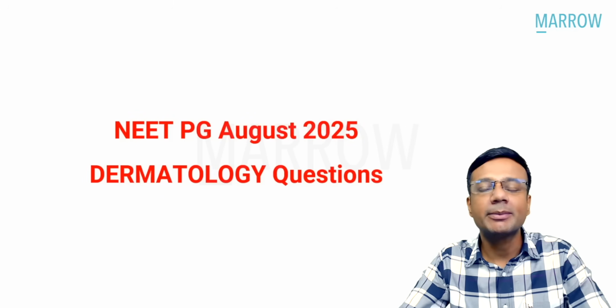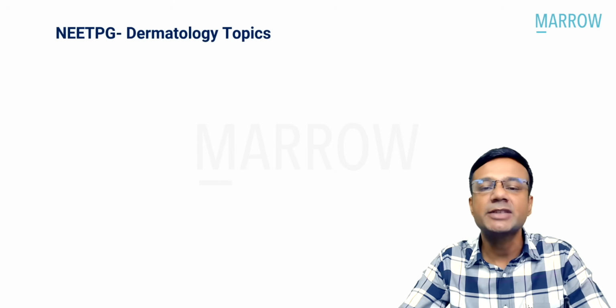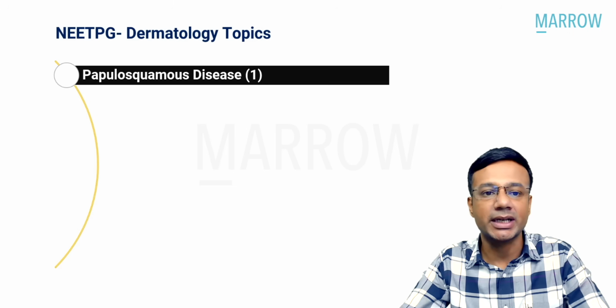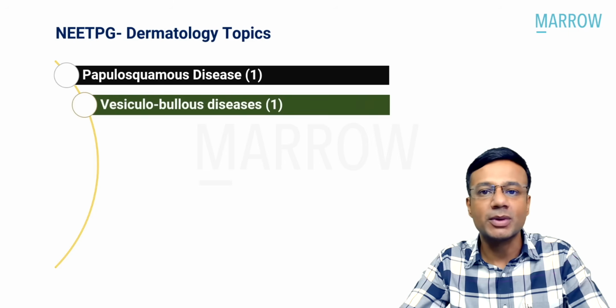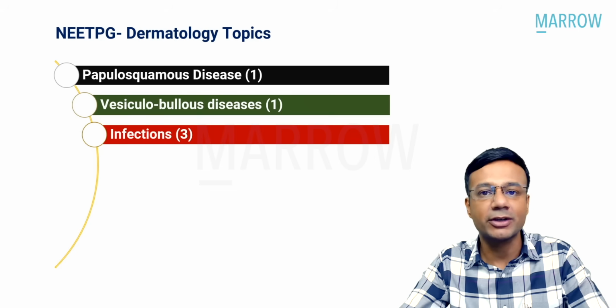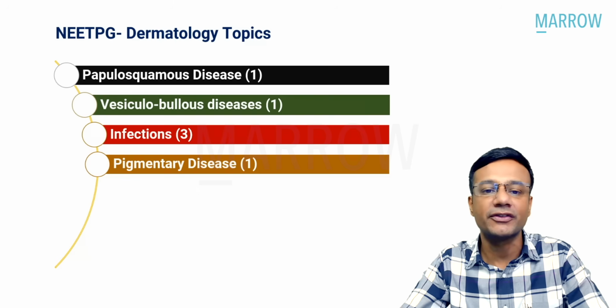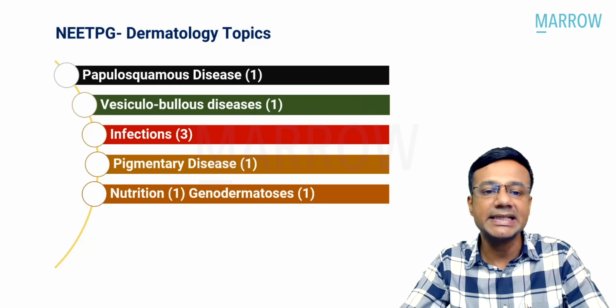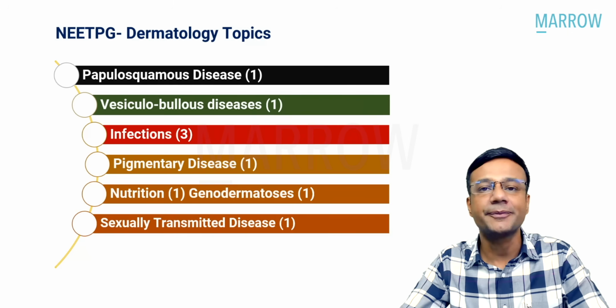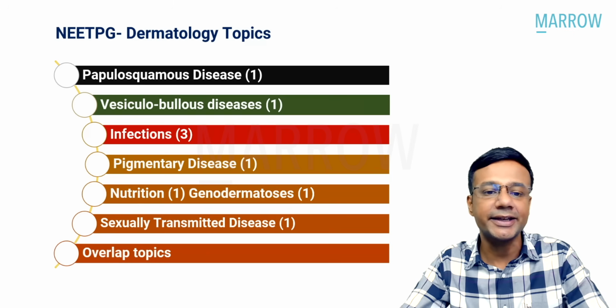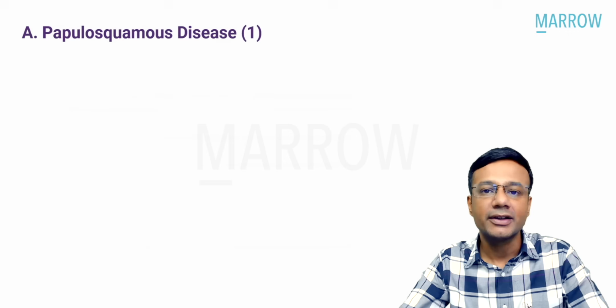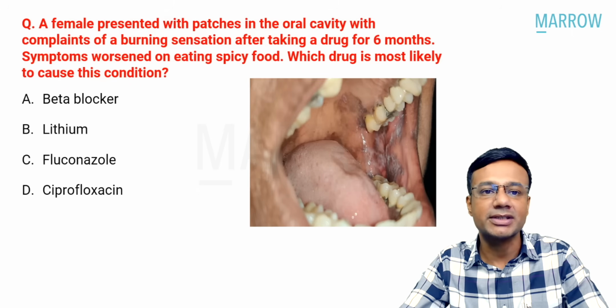Dear students, I welcome all of you to this discussion of dermatology questions which appeared in the NEET-PG 2025 examination. These were the questions from where the dermatology questions were asked. Number 1, Papulosquamous disease. 1 question from Vesiculobullous disease. 3 from the topic of infections. 1 from Pigmentary disease. 1 each from nutrition, Genodermatoses and STI, and few overlap topics. Let's begin with the first question from Papulosquamous disorders.